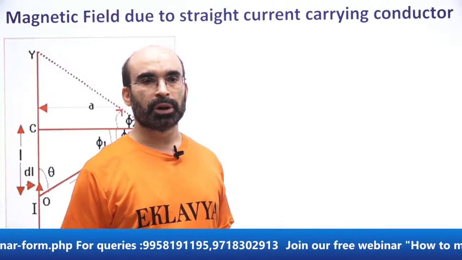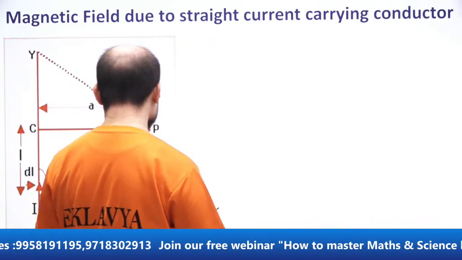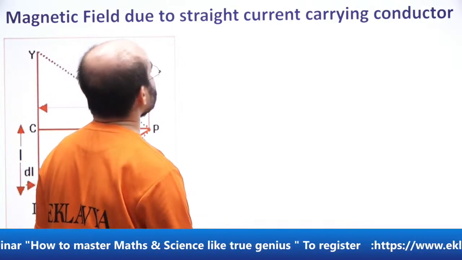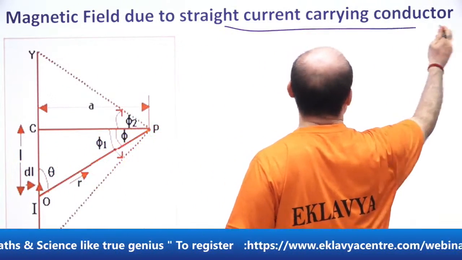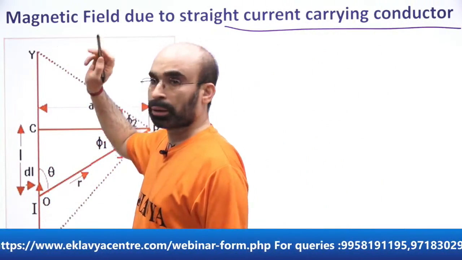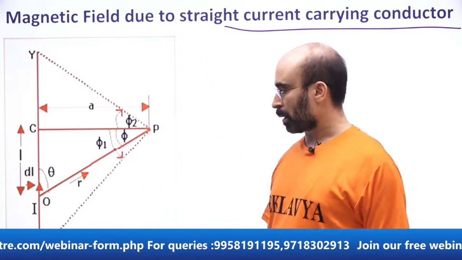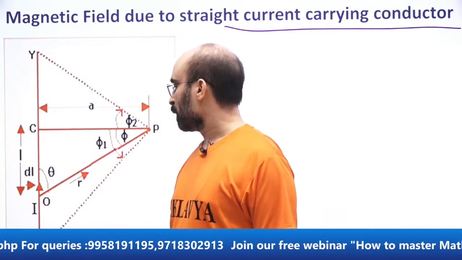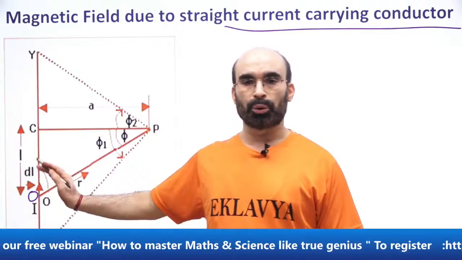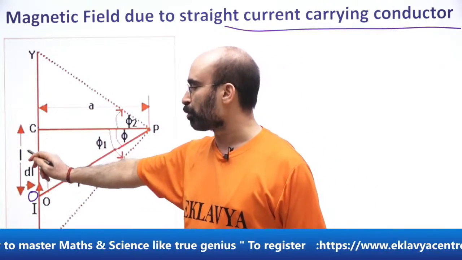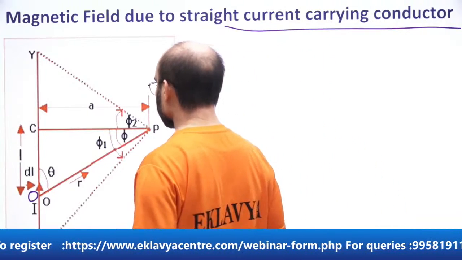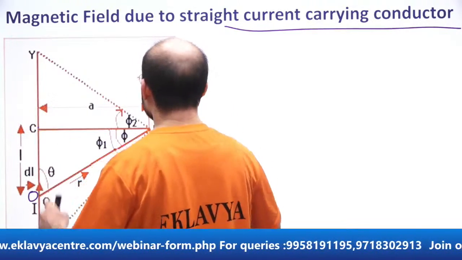Now let us move to this one. Magnetic field due to a straight current, right? Straight current carrying conductor. Okay. So this is our current carrying conductor. Now you can see that O and C are the segment of the conductor we have taken, of length L.